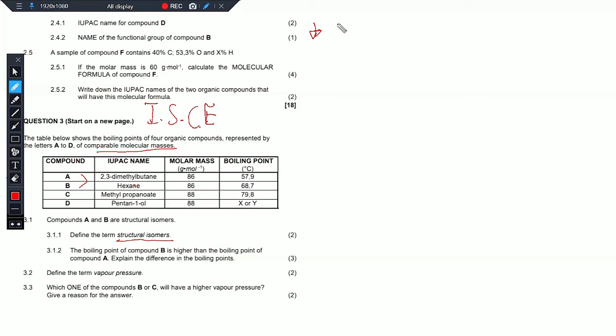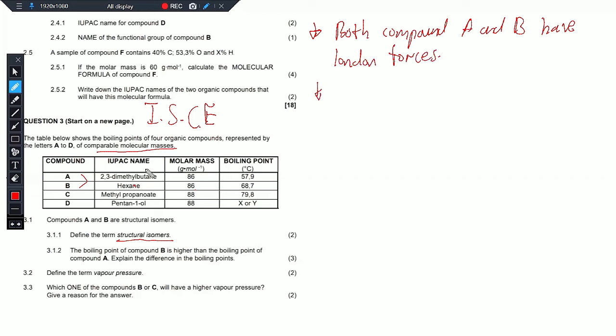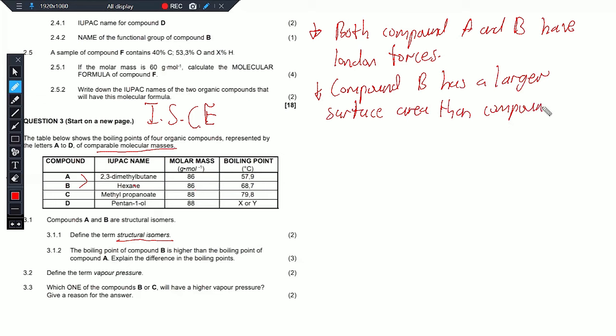Then, okay, we'll say both compound A and B have London forces. But then we can say compound B has a larger surface area than compound A. Now we know the reason for that is because B is a straight chain, and therefore there is a much greater dispersion of those London forces. But with A here, it is a spherical molecule. So that means it has a smaller surface area, right? And a shorter chain length, which obviously leads to a smaller surface area. And therefore the London forces cannot act to their full extent, right?